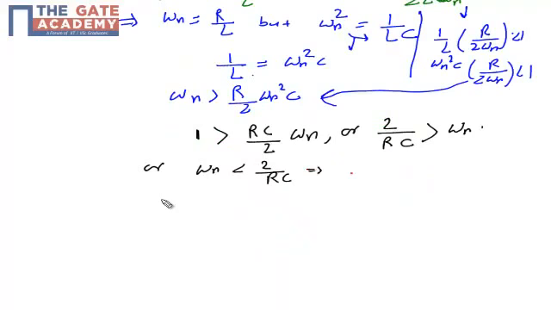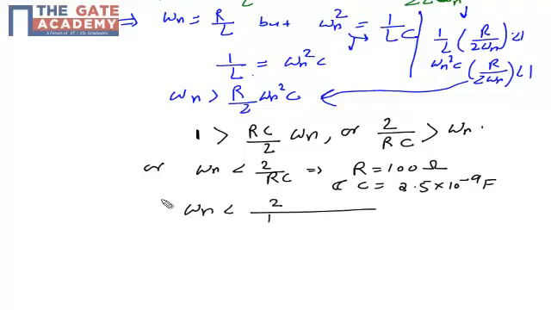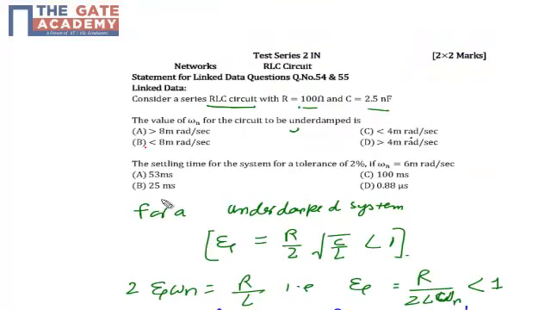Now if you put the value of R as 100 ohm and capacitor C as 2.5 into 10 raised to the power minus 9 farad, my omega n will be 2 upon 10 square into 2.5 into 10 raised to minus 9, which gives omega n less than 8 milliradian per second. So for the first question, my correct option is option B. Omega n is less than 8 milliradian per second.